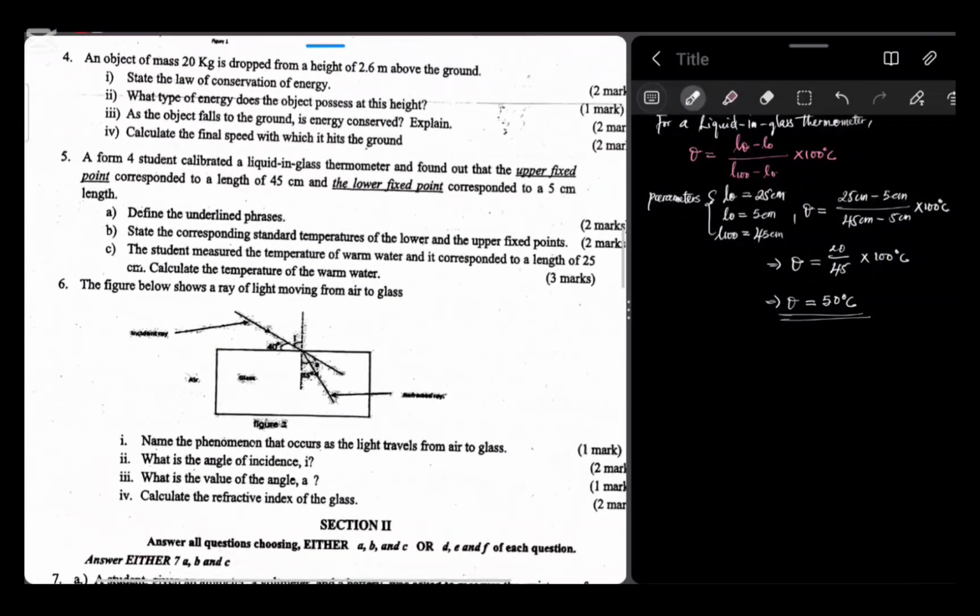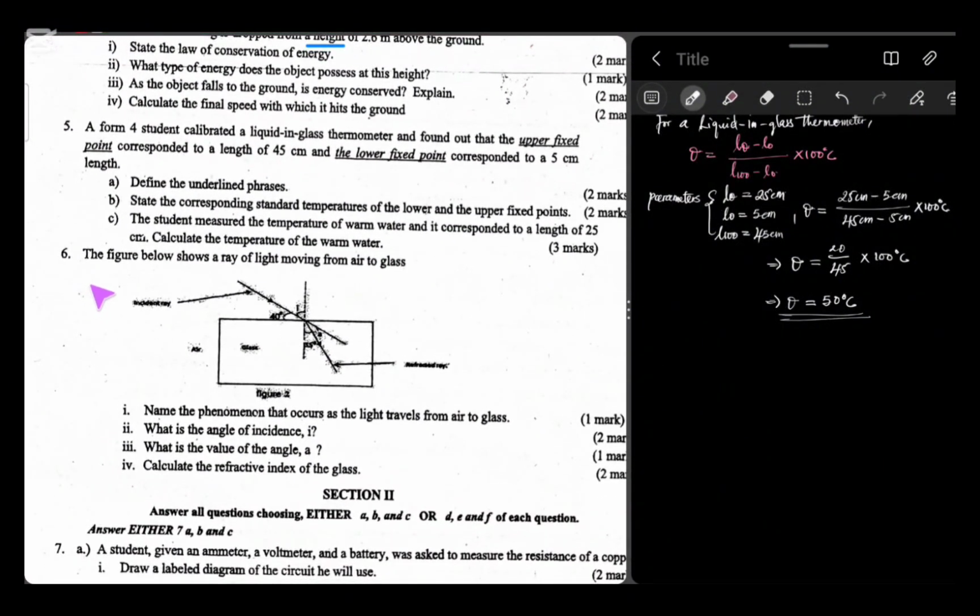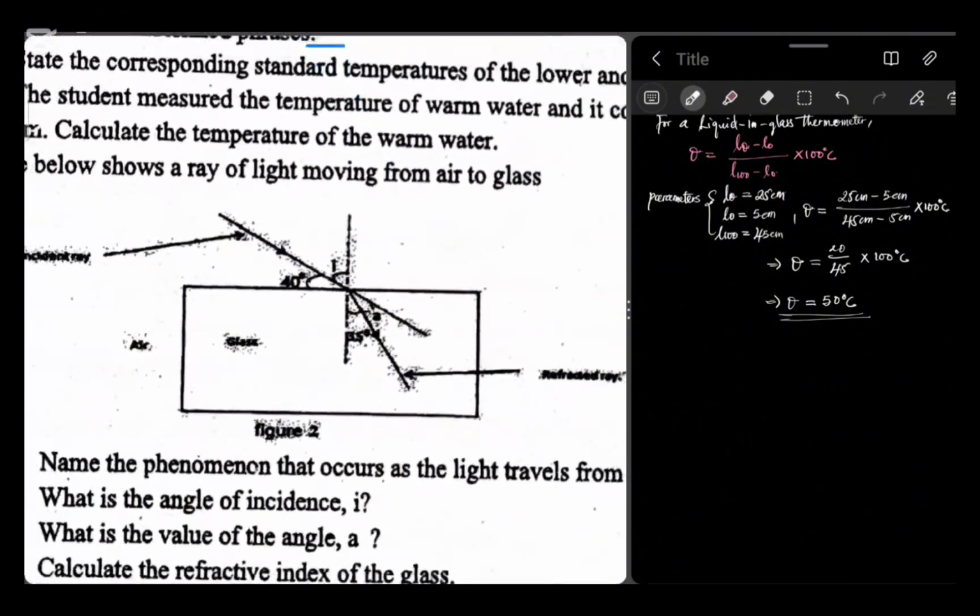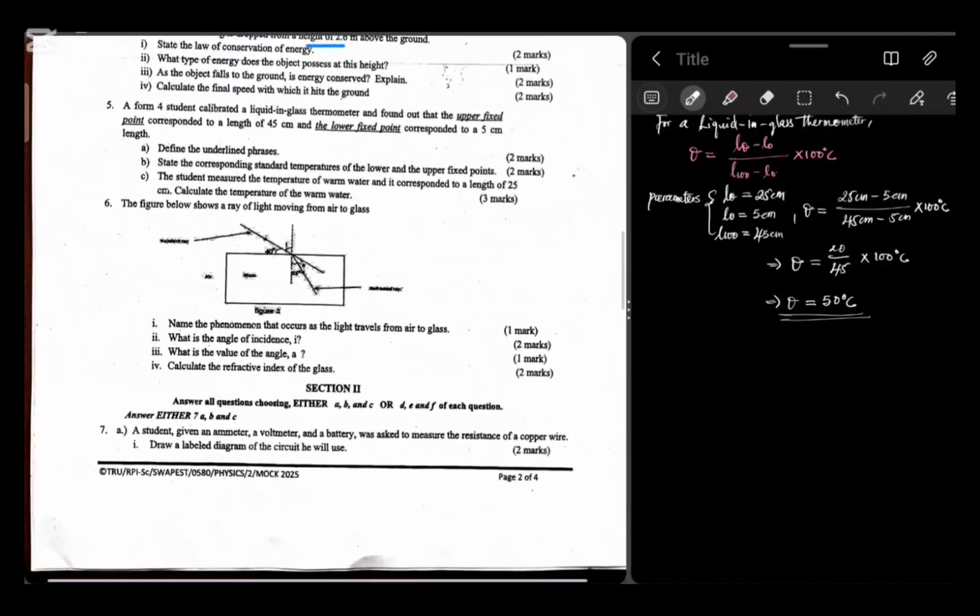Now let's proceed to question 6. Question 6 says the figure below shows a ray of light moving from air to glass. That's our diagram. Roman 1. Name the phenomenon that occurs as the light travels from air to glass, for 1 mark. Roman 2. What is the angle of incidence I? What is the value of the angle A? And Roman 4. Calculate the refractive index of the glass.